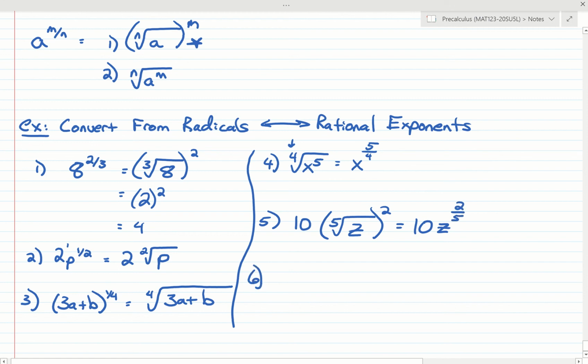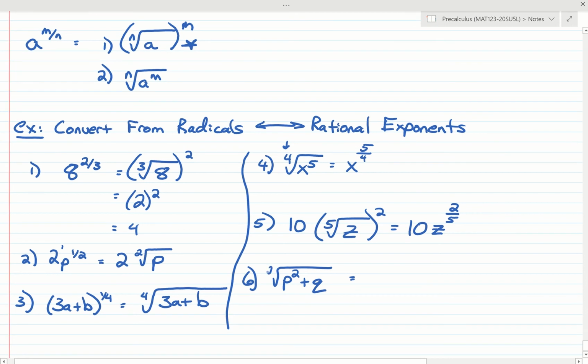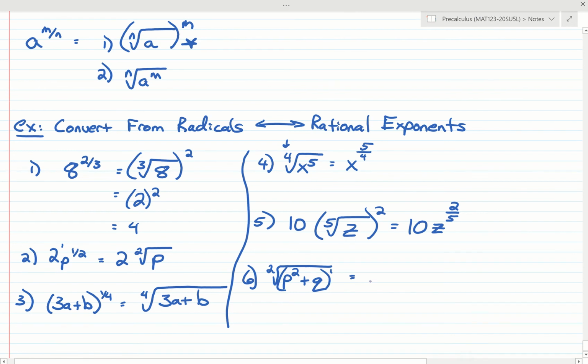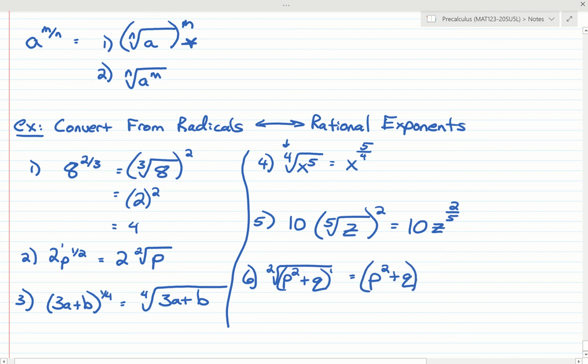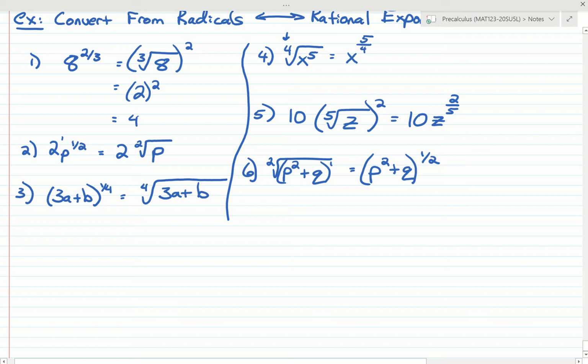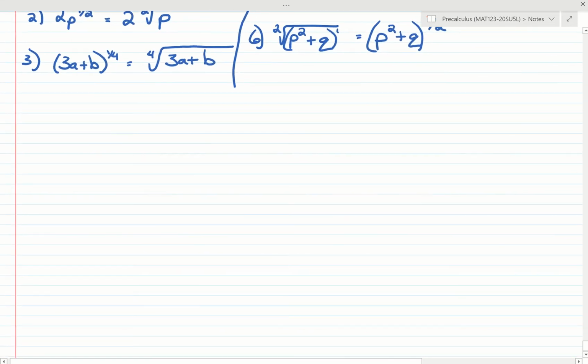One last example like this. What if we had the square root of p squared plus q? Well, this is really the second root of this whole thing to the first power, right? So we're just kind of filling in numbers that we know are there. So we could write this as p squared plus q, all to the 1/2 power. So that's how we go back and forth from radicals to rational exponents.